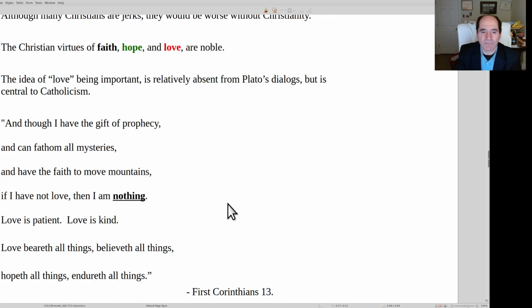And though I have the gift of prophecy, and can fathom all mysteries, and have the faith to move mountains, if I have not love, then I am nothing. Love is patient. Love is kind. Love beareth all things, believeth all things, hopeth all things, endureth all things.